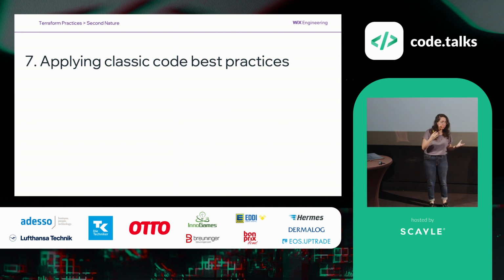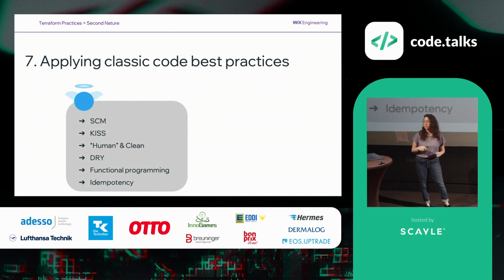Because before Terraform 0.13, you couldn't even loop over modules, and you had to just duplicate the code. As opposed to that, after the release of Terraform 0.13, you can just call a module with a single call. You can call it several times. So because of that, we should really apply other classic code best practices on Terraform as well, which means keep the Terraform code in source control management, keep the code as simple as possible, do not repeat yourself if you don't have to. Even functional programming concepts can be applied on Terraform, and the code, of course, should be idempotent.